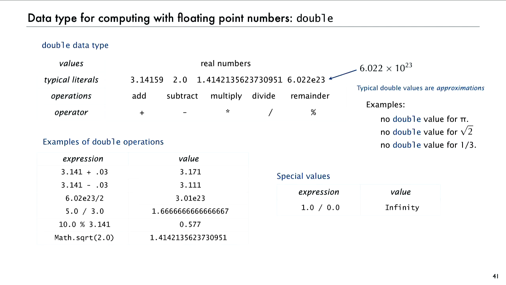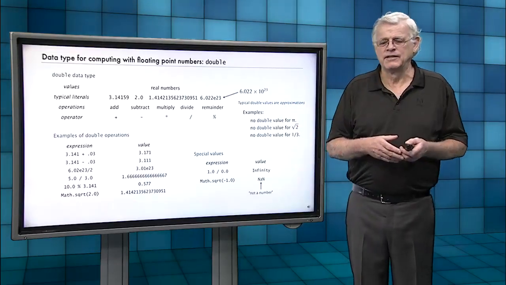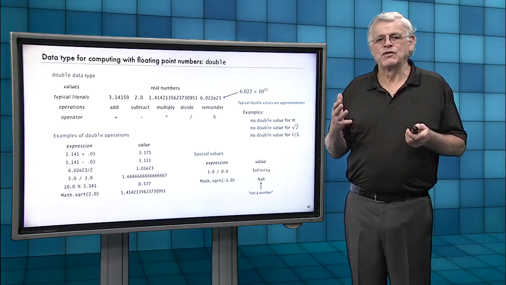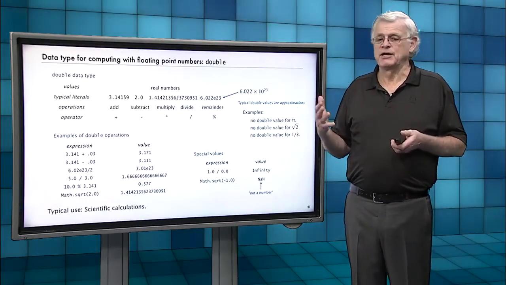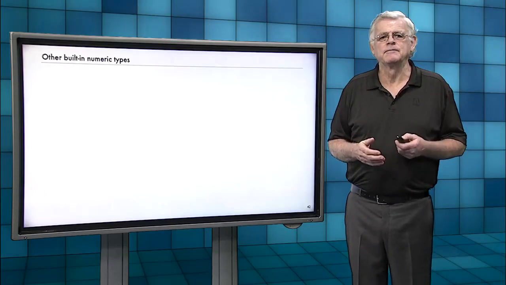In the case of double, there are some special values. So if you say 1 divided by 0 with doubles, there's a special value called infinity, and you can compute with infinity and get the kinds of results that you expect. But there's also not a number. If you take the square root of -1, that's not a real number, and there's a value, not a number, that you can work with as well. Those are the basic values and operations for the double data type. And again, we use this for scientific calculations, and we'll see plenty of examples of programs that do scientific calculations with this type of data.